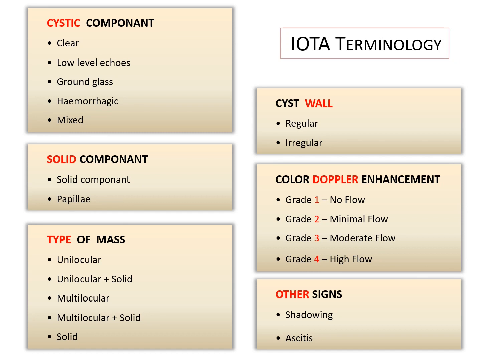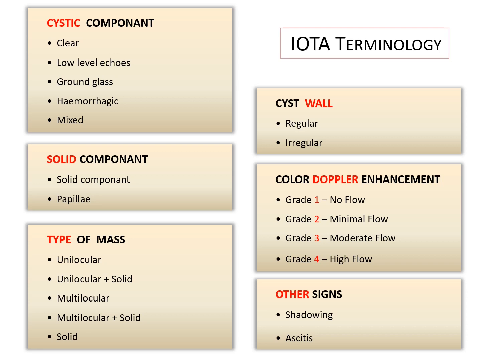Now, before we go to the actual IOTA flow, we need to look at certain terminology used in the IOTA system. Also, we need to be very clear regarding this terminology. It looks very complex, but it isn't really, and I'm going to run you through images for each and every one of these terms. So at the end of it, you will be pretty much confident on describing an ovarian mass.